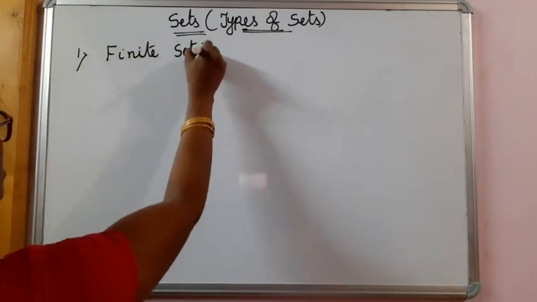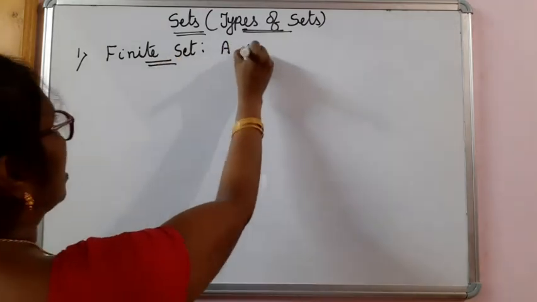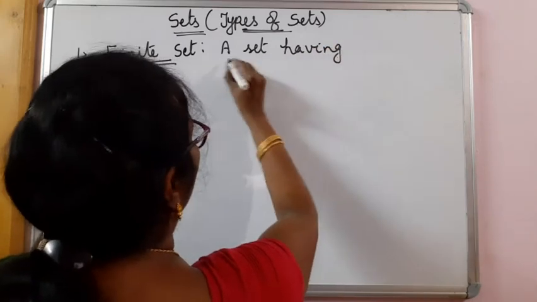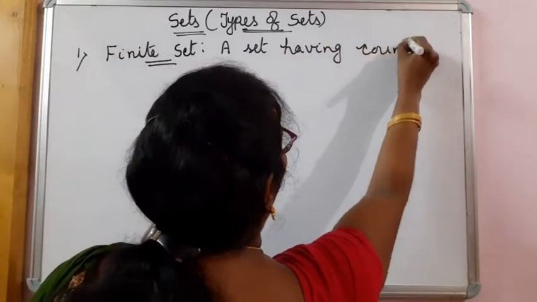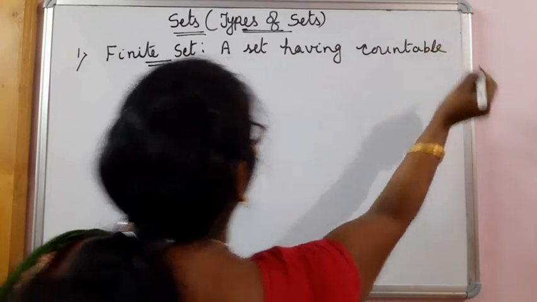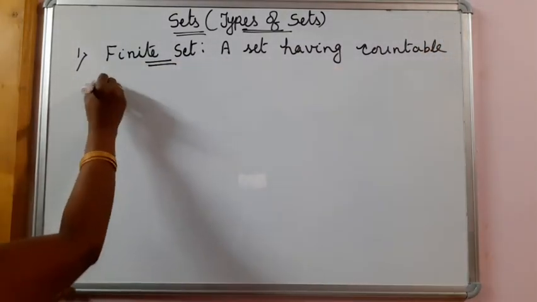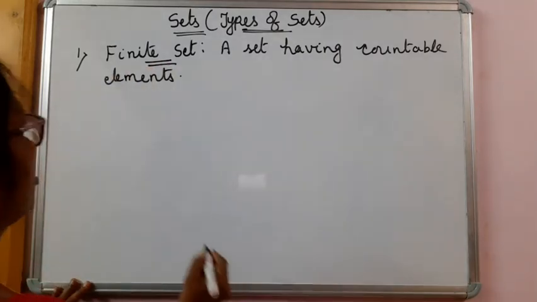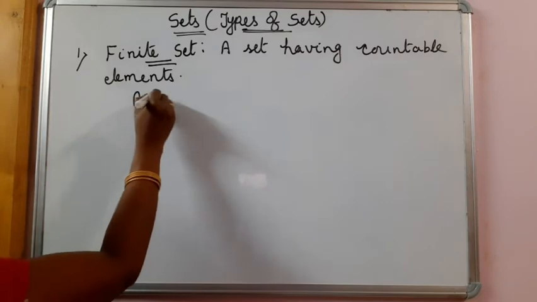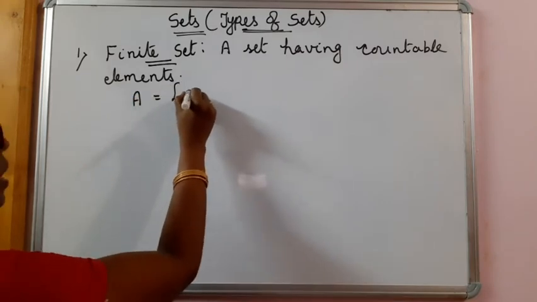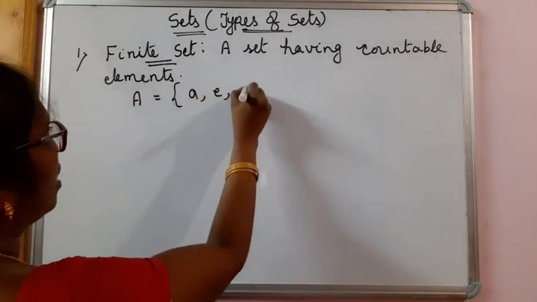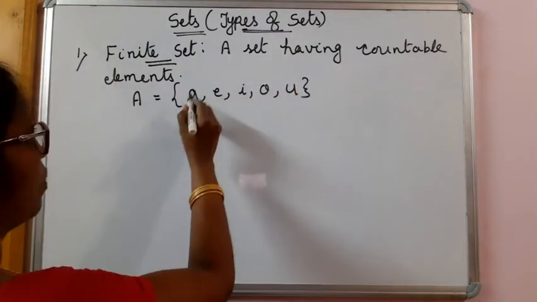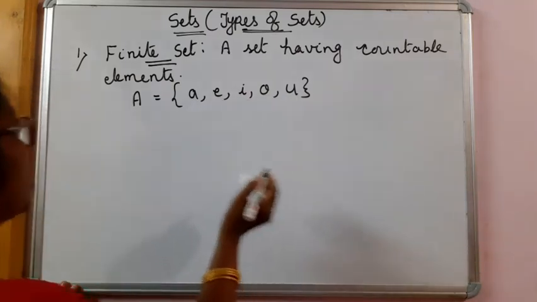Finite set means a set having countable number of elements is called a finite set. A set having countable number of elements means we can count the number of elements present in the set. That is said to be a finite set. Let me give you an example. Suppose set A is having elements A, E, I, O, U. We can count how many elements are there. 1, 2, 3, 4, 5 and so on.